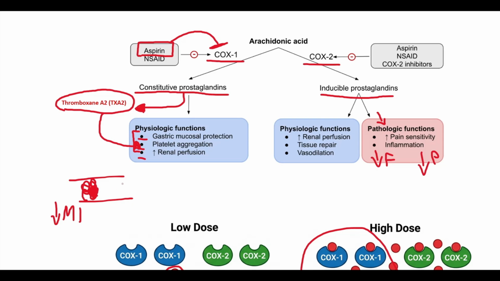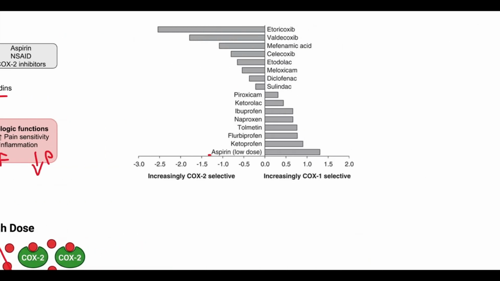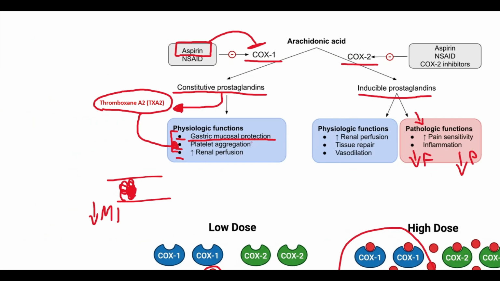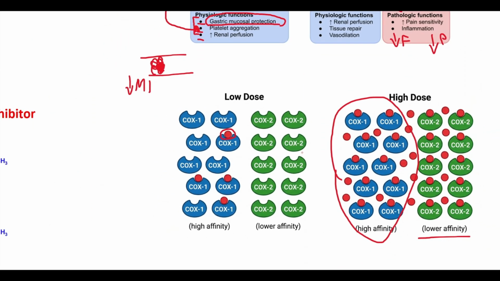And now remember when I said that aspirin is the biggest cause of producing gastric ulcers? Well, that's because of this function that's being inhibited, gastric mucosal protection. Since aspirin is very COX-1 selective, and as a matter of fact, aspirin is the most COX-1 selective out of all the NSAIDs, it's going to have the highest impact on gastric mucosal protection and increase your risk of ulcers. So these were the major differences between low and high dose aspirin.